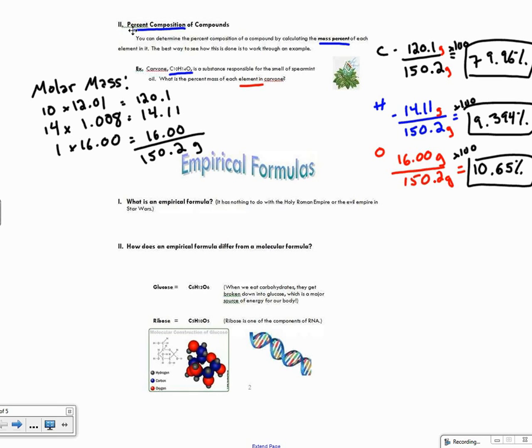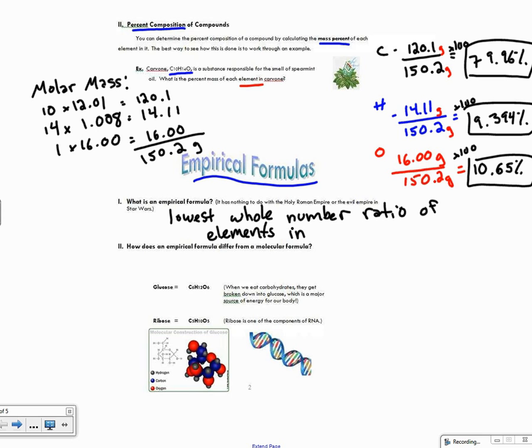The next idea is something called empirical formulas. What is an empirical formula? Nothing to do with the Holy Roman Empire or the Empire in Star Wars. It is the lowest whole number ratio of elements in a formula. So what does that mean, the lowest whole number ratio?